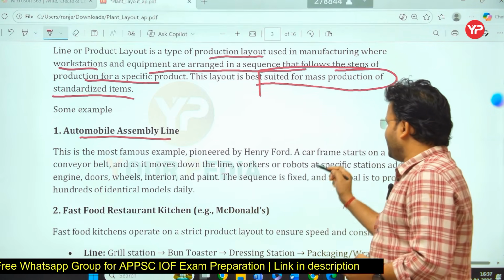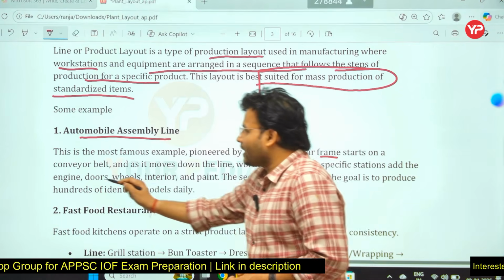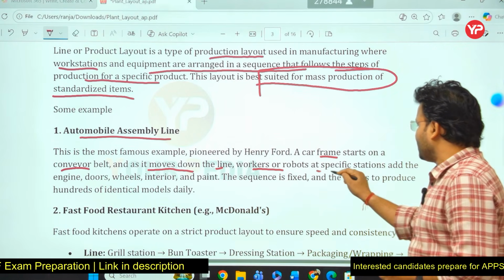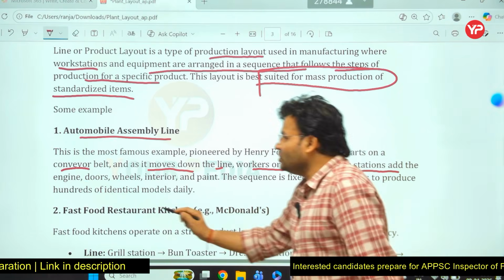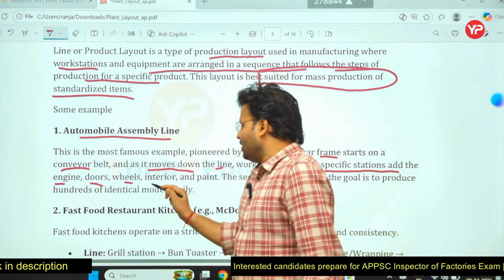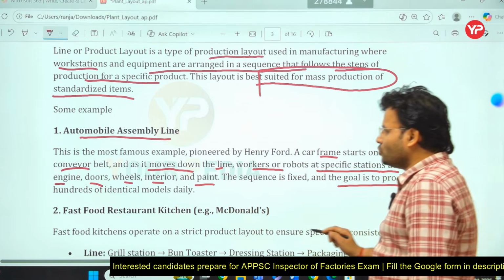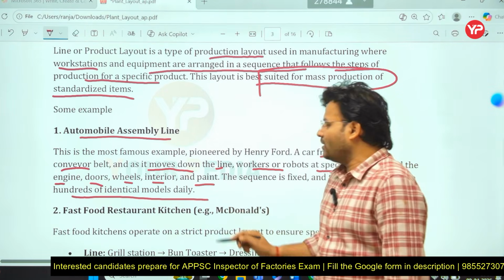Henry Ford had a car frame start on a conveyor belt and move down the line. Workers or robots at specific stations install the engine, doors, wheels, interior, and paint. This sequence is fixed, and the goal is to produce hundreds of identical models daily.